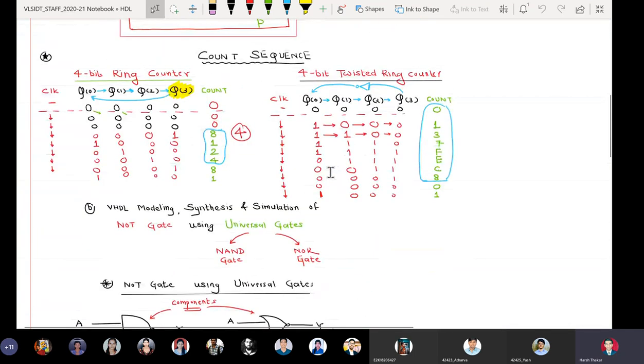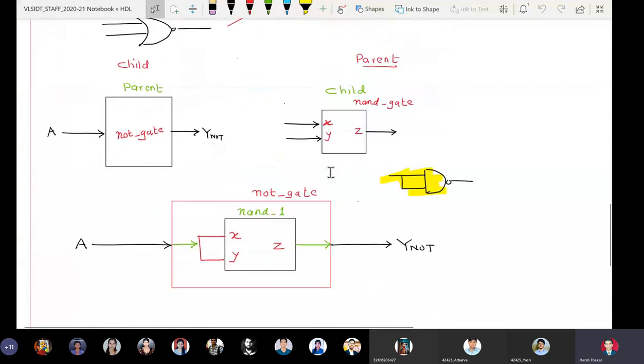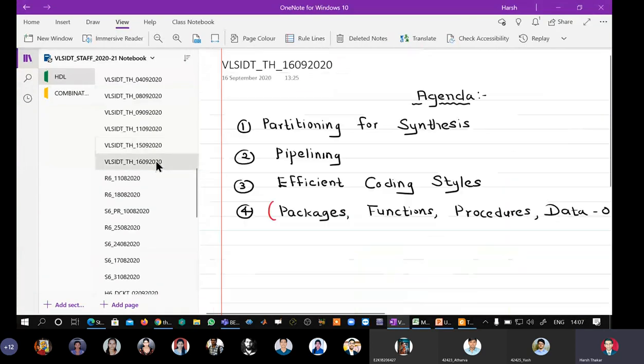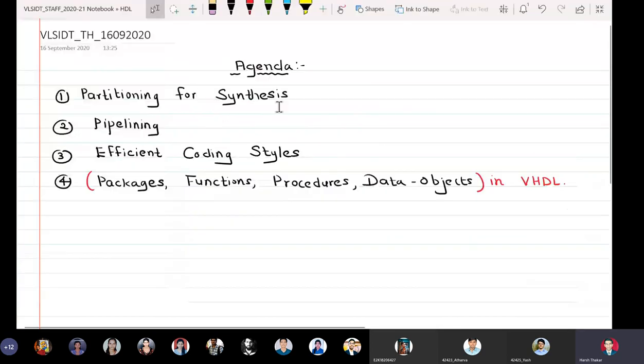We saw in yesterday's simulation that yes, a shorted-input NAND and NOR gate actually performs the function of a NOT gate. So we go to today's agenda, which is something like this. We are going to wind up unit number 1 after a long wait.